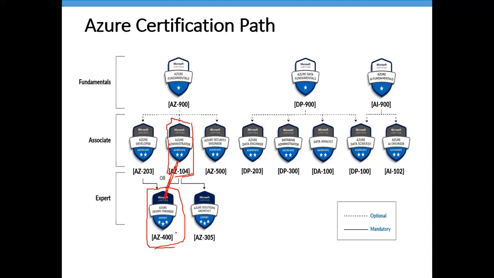So 400 is what? I mean, 104 is administrator, and what is 400 for? AZ-400 is the DevOps part. Yes, that's the next step after completion of this training. You can go with the next step for Azure DevOps also.